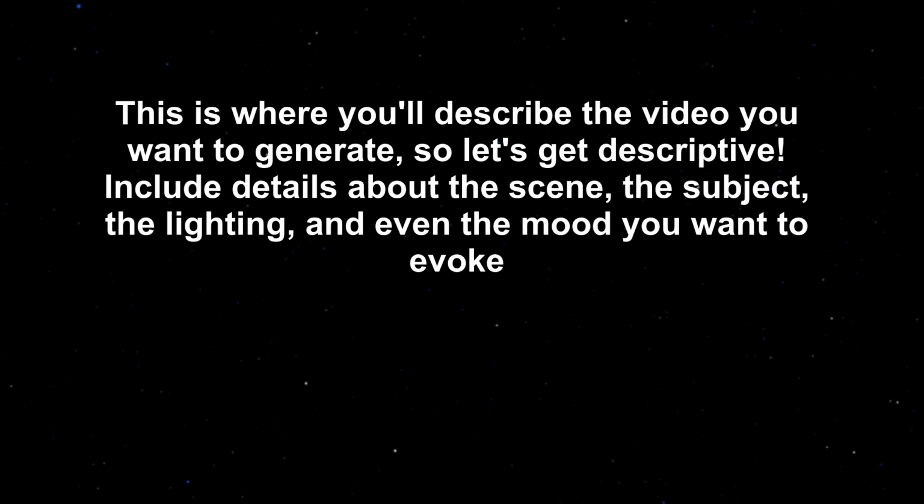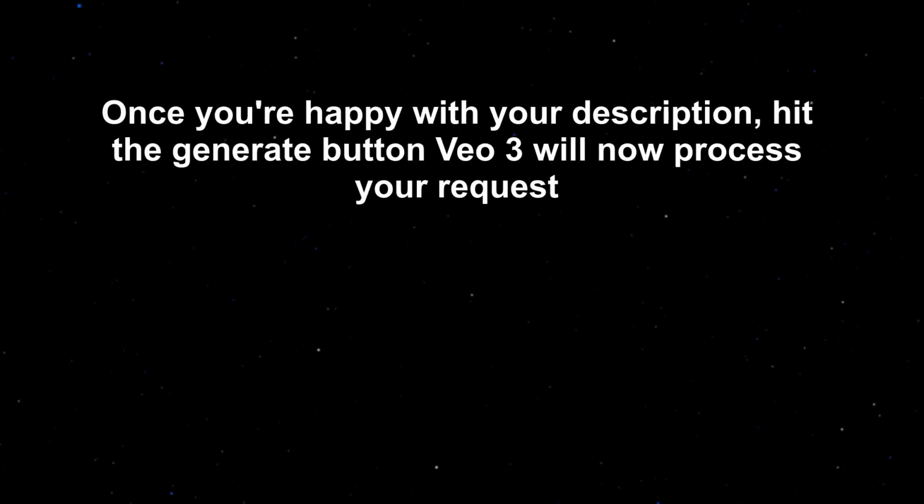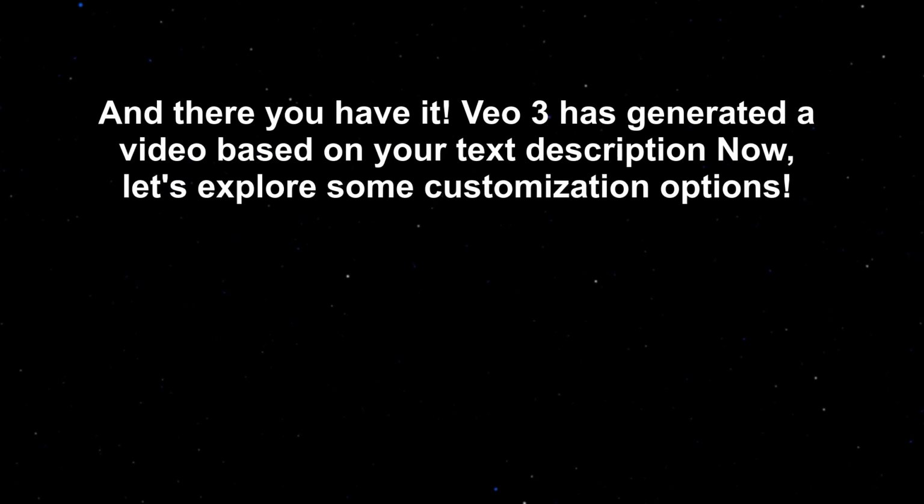So let's get descriptive. Include details about the scene, the subject, the lighting, and even the mood you want to evoke. Once you're happy with your description, hit the Generate button. Veo 3 will now process your request. And there you have it. Veo 3 has generated a video based on your text description.